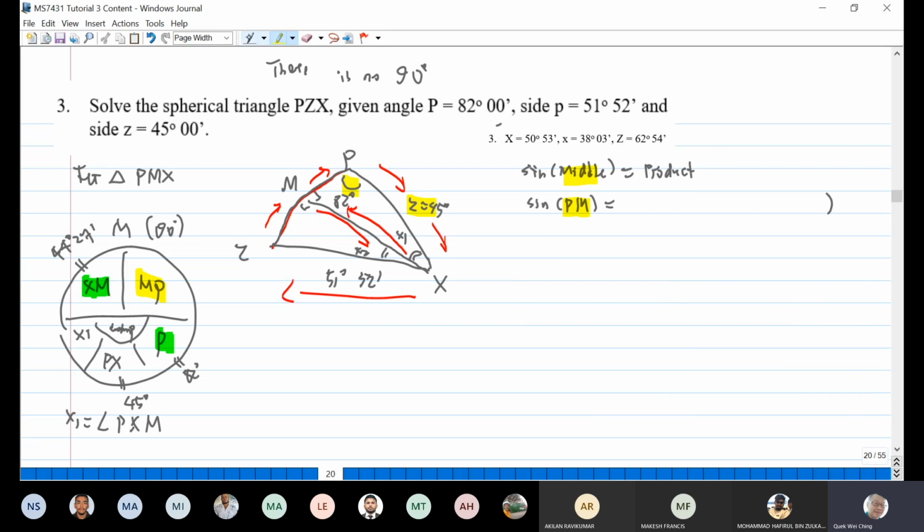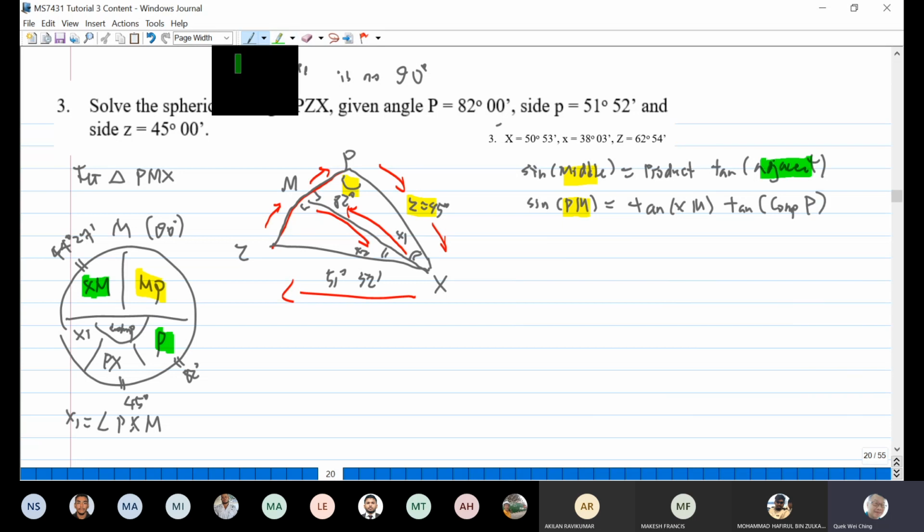Now this is product of tangent. Product of tangent or what? Adjacent. Okay, adjacent, I usually use a green color to tell people this is adjacent. So product of tangent or adjacent. So what is this now? One of them is tangent of XM, and the other one is tangent of com P.